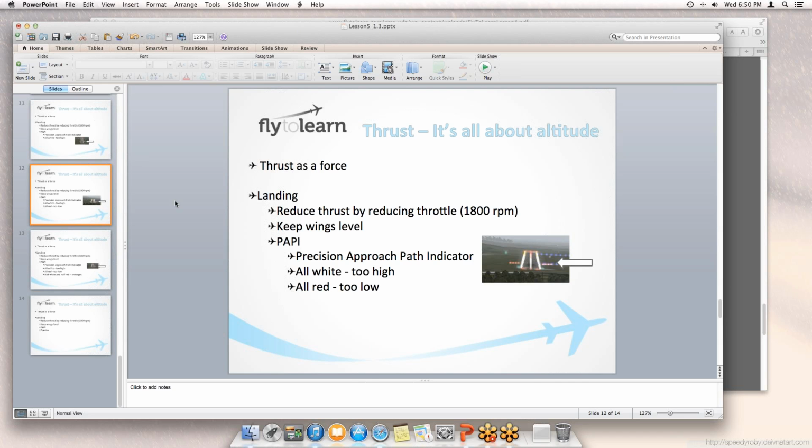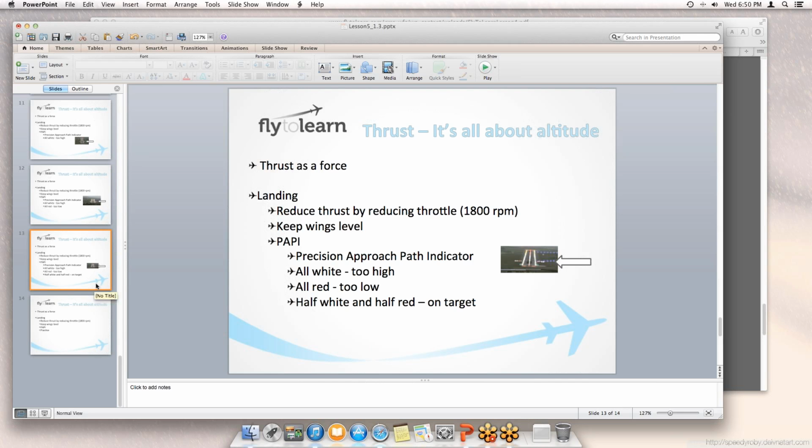The second is all red. If you're all red, you're flying in way too low. Your precision approach path indicator lights, you don't want them all red. It means you're going to fly too low and you're going to crash into the ground, okay?